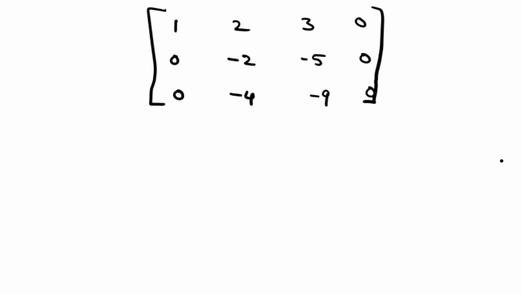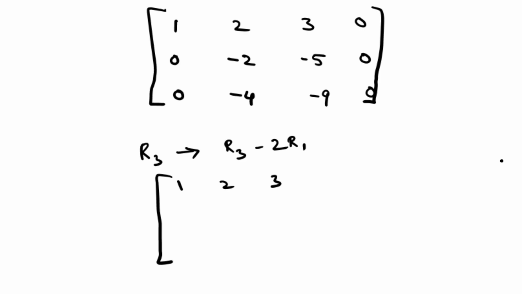Now in this matrix, you can do R3 implies R3 minus 2R1. Then this matrix will become 1, 2, 3, 0; 0, minus 2, minus 5, 0; and here 0, 0, minus 9 plus 10 is 1, 0.